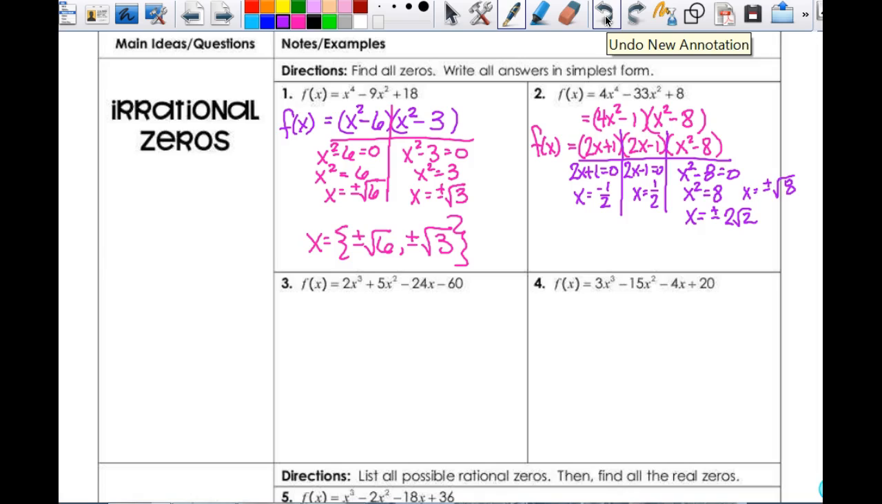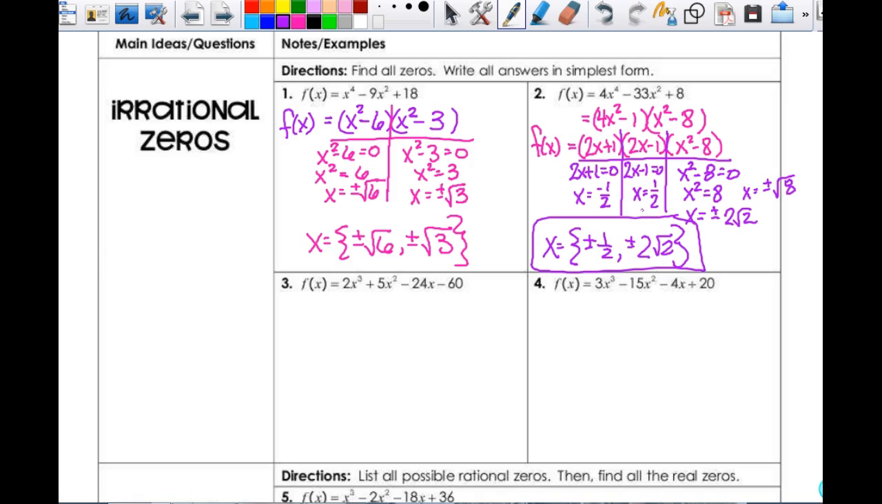That reminder I sent you yesterday: you've got to be able to simplify your square roots, do quadratic formula, factor, all that good kind of stuff. So in the end, my zeros then are plus or minus 1/2 and plus or minus 2 square root of 2. We're good? Any questions? All right. I know you know those things. You've got to make sure you're not making those silly little mistakes.